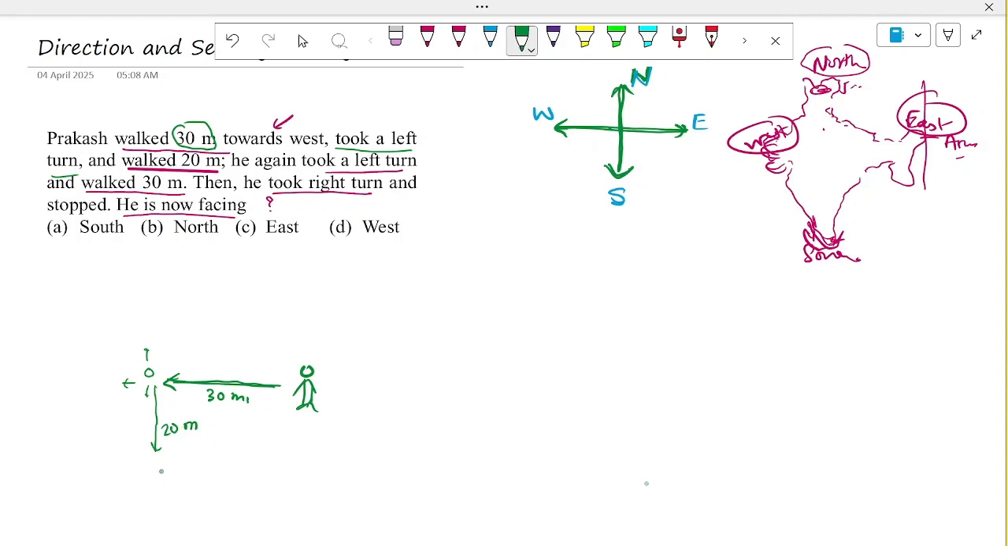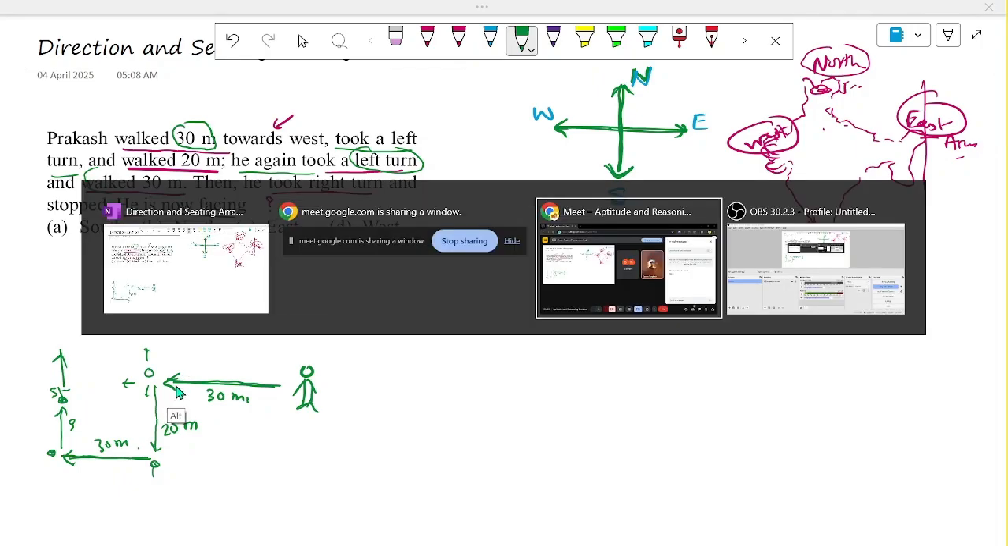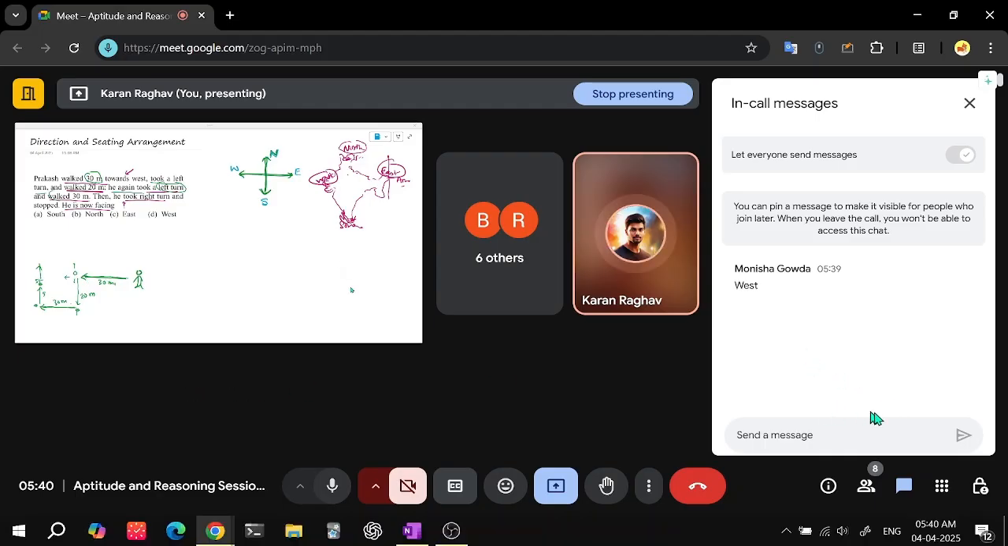Okay. Now he is facing this side. Okay. He is facing this side. Now he again took a left turn and walked 30 meters. From here, he has taken a left turn. Okay. So, and he walked 30 meters. Then he took a right turn and stopped. Here he took a right turn and stopped. Okay, he stopped here. So he is facing at present in which direction? Now can you tell me the answer? West. Is it west?